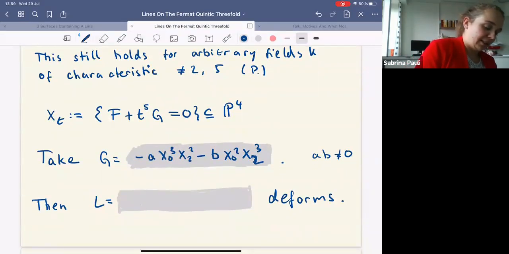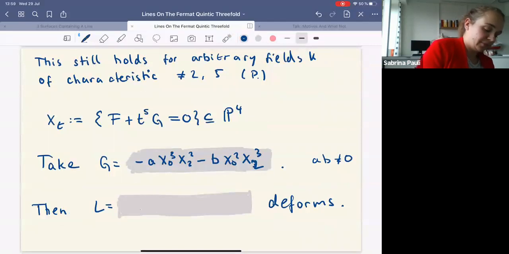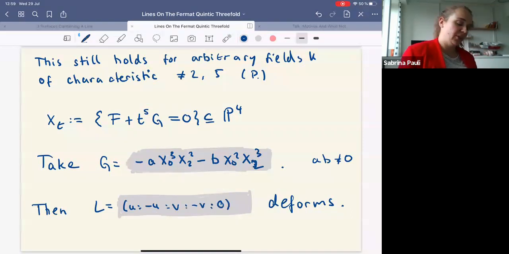Then I said this point, this line in the intersection here deforms. Let me fix this line. This is u minus u, v minus v, 0. So this line obviously lies on the Fermat, and you can also easily see that it lies on this intersection. And I claim that this line deforms with this deformation.